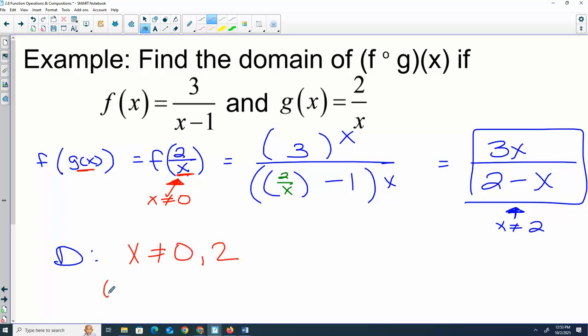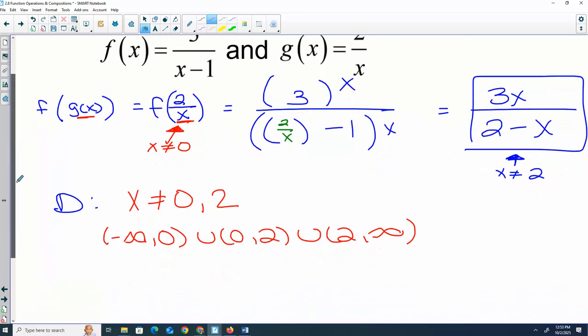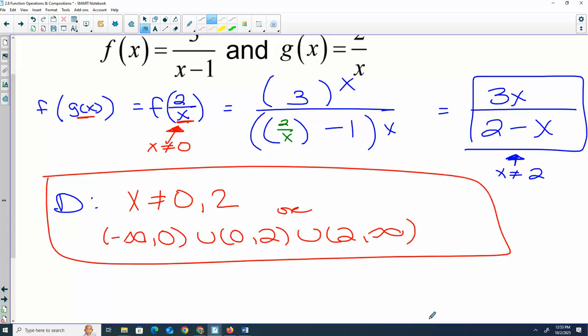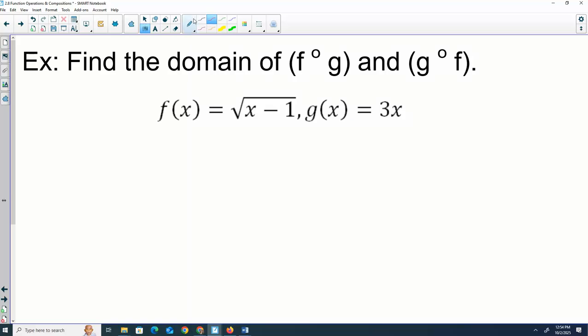So you can write it like that. If you chose to do the interval, it's everything smaller than 0, everything between 0 and 2, and everything bigger than 2. Okay, so I would accept either of those on that one. Let's try a couple more. I feel like we're not completely there yet. We're going to do this one both ways. I'm going to do f composed with g and g composed with f.